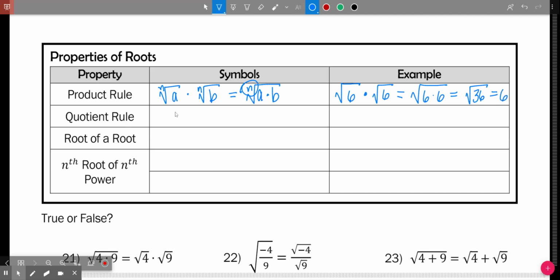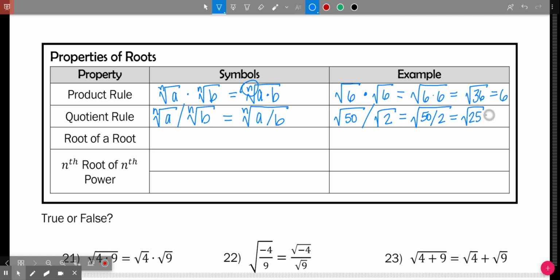The quotient rule says that if you are dividing two radicals with the same index, then you can combine those two radicals under the same radical with the same index together. So for example, if we're finding the square root of 50 divided by the square root of 2, we can actually combine those into the square root of 50 over 2, which is the square root of 25, which is 5.